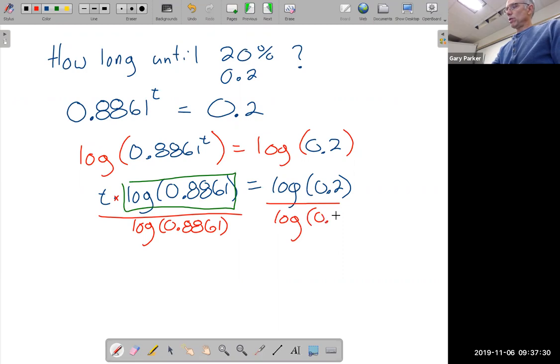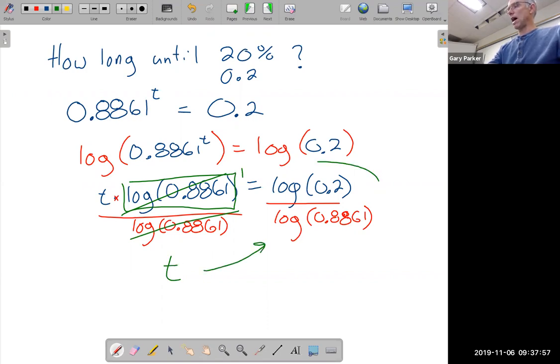Although one is sometimes tempted to cancel those words "log," they are inseparable from their numbers. Just like my name is Gary Parker, Gary and Parker are pretty much joined together for me. I cannot separate the log from the 0.02 or the log from the 0.86. What I can do, however, is note on this side that a number divided by itself is 1. 1 times t is t, so t must be that.